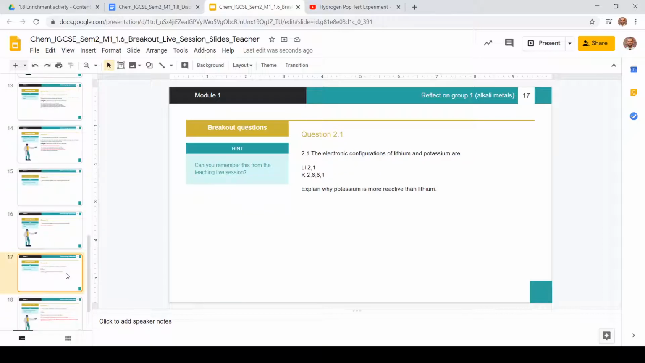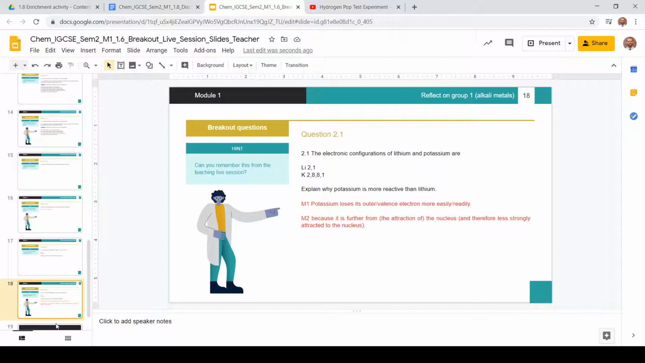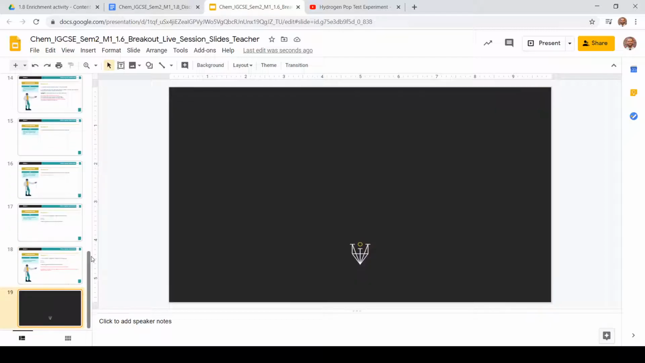Next one, electron configuration. We did this question yesterday. And the answer again is because it's easier to lose that outer electron, or that valence electron. And that's because it's further away from the nucleus, so there's less of an attraction between the nucleus and that electron. Pretty simple. That's it.